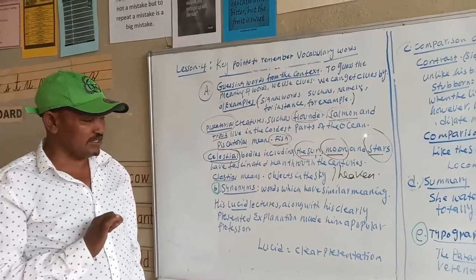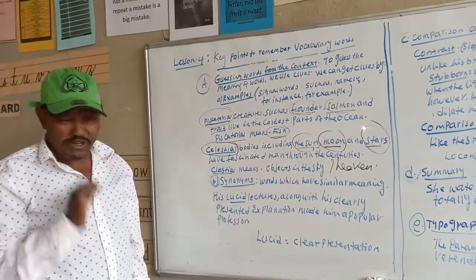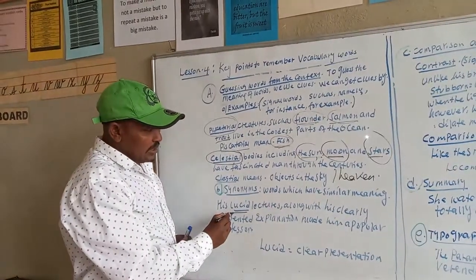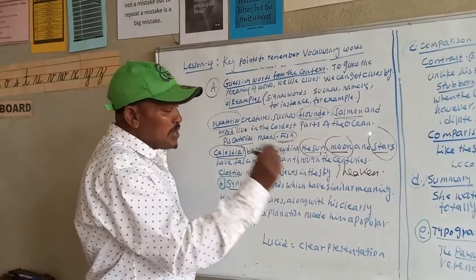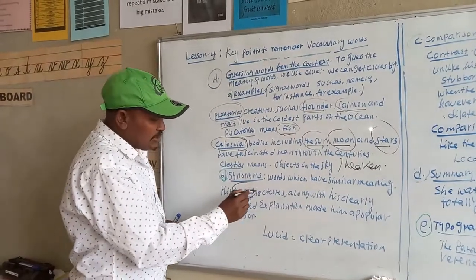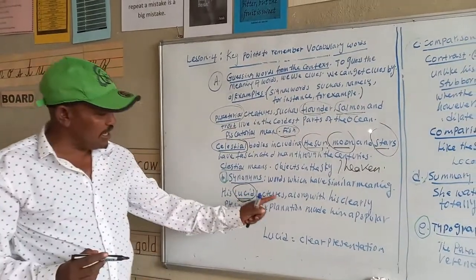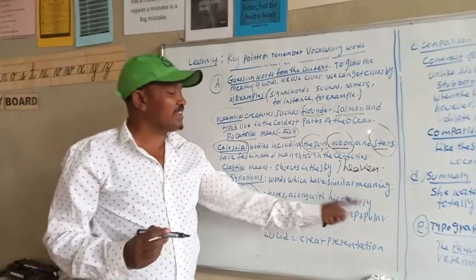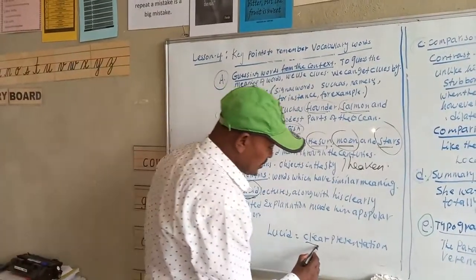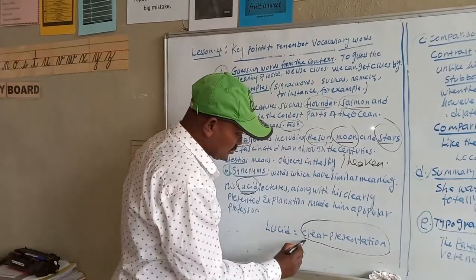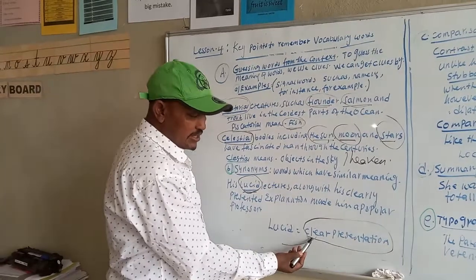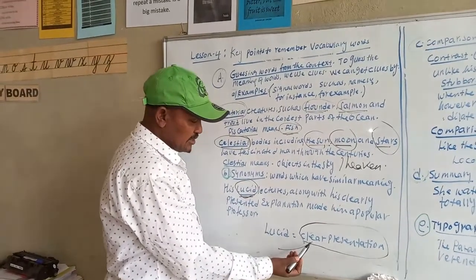His lucid lectures and his clearly presented explanations made him a popular professor. Lucid is a difficult word, so there is a synonym which has the same meaning as the underlined word. Lucid means, his lucid lectures along with his clearly presented explanation, so lucid means clearly presented. So this lucid has the same meaning as clearly presented. So that's it.